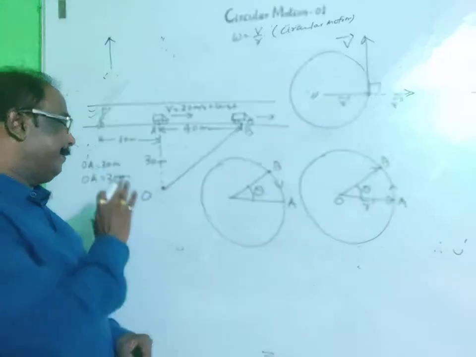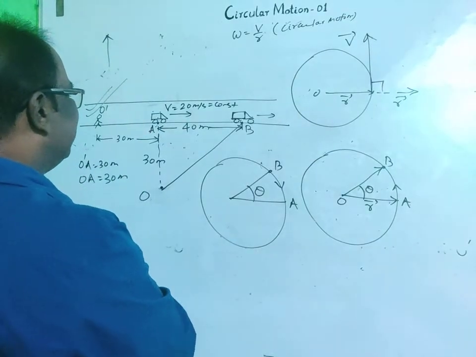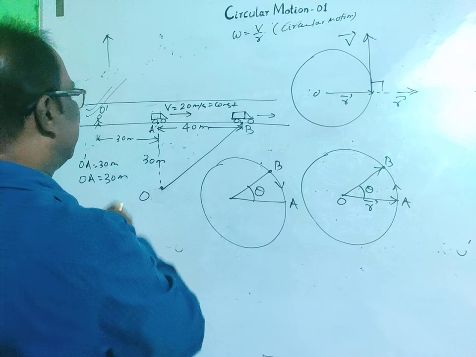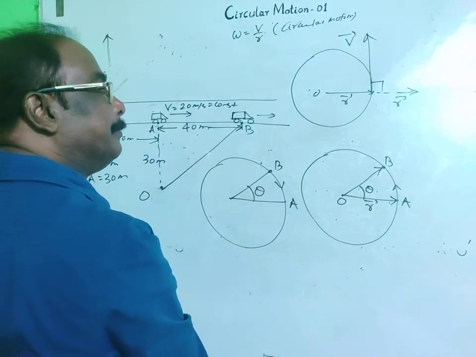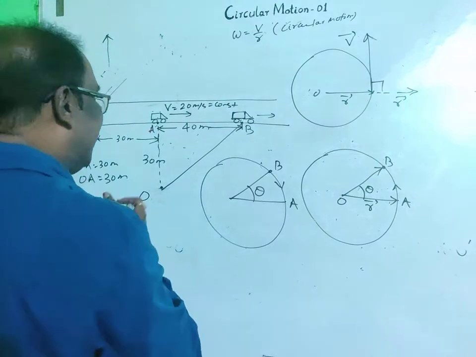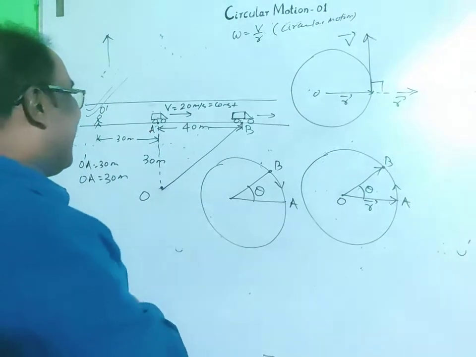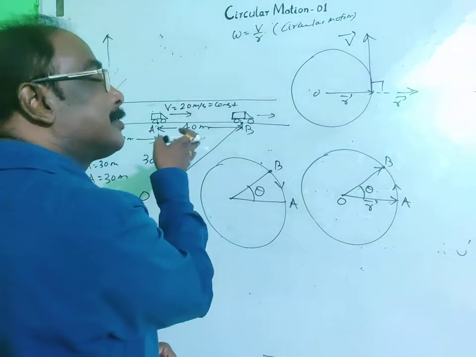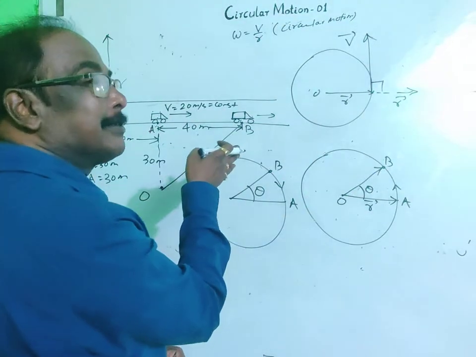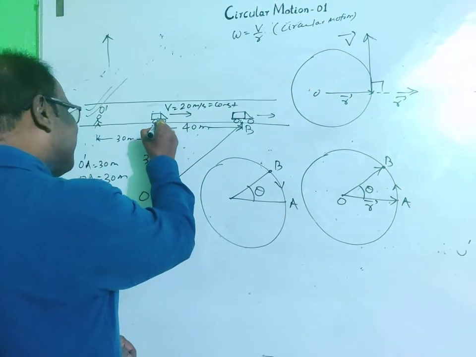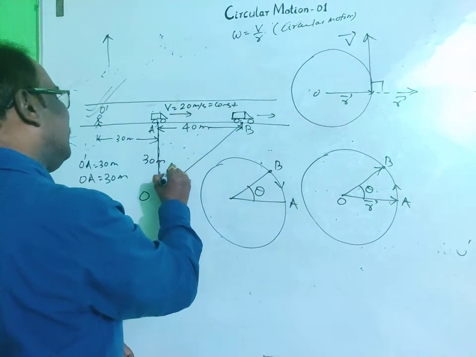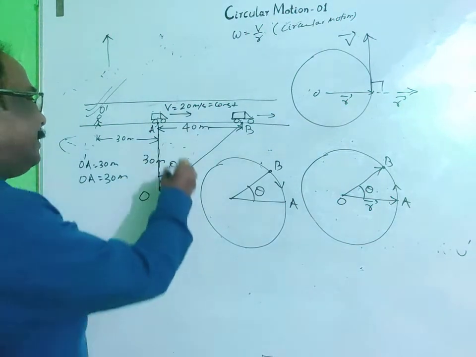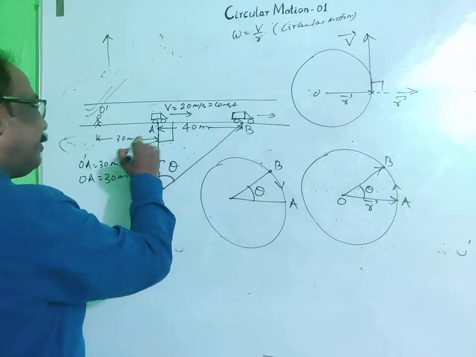Okay, then O is observing. The vehicle is at A and moves to B. Then I, the observer O, am rotating my head from left towards right. Then the angle subtended about observer O is theta. Obviously this angle is 90 degrees.